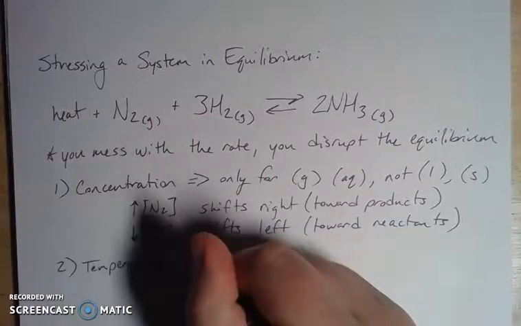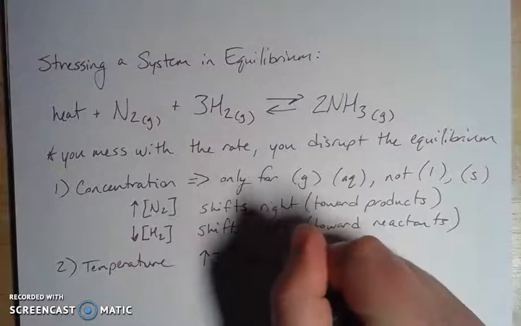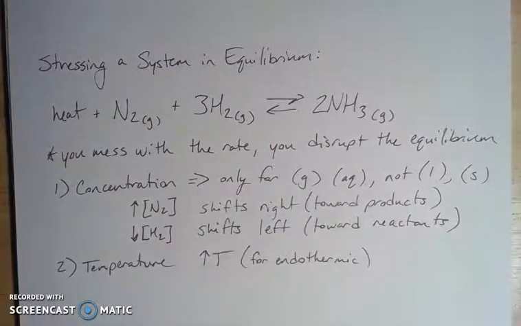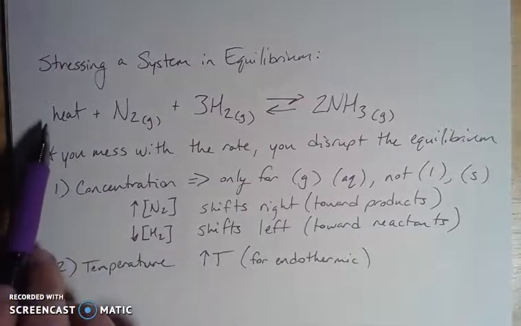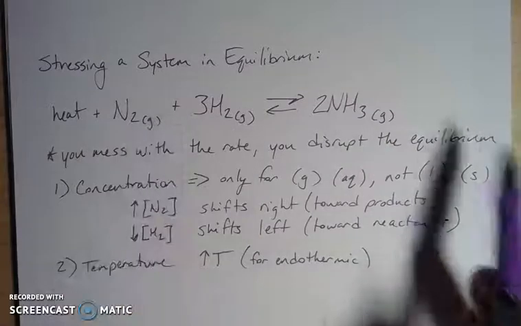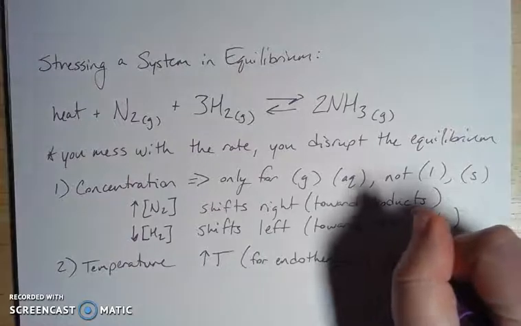And so if I increase my temperature for an endothermic reaction, so it requires more energy than it produces, then the heat here is going to speed up the forward reaction. If I'm speeding up the rate of my forward reaction, I'm going to produce more products and everything's going to shift towards the product side.